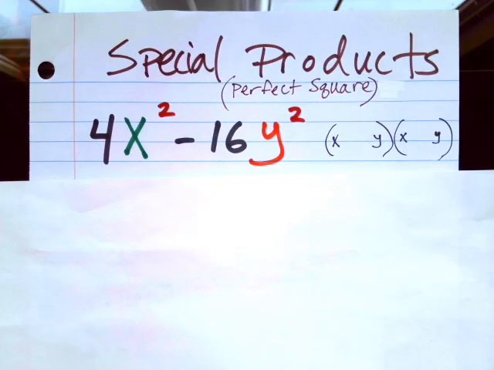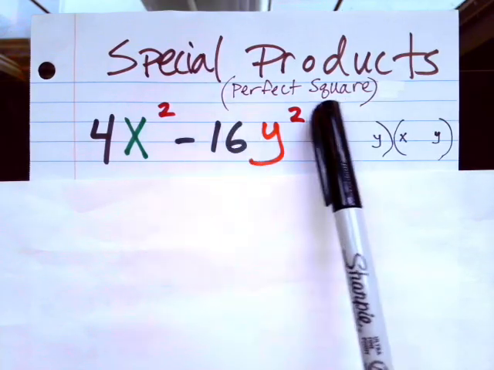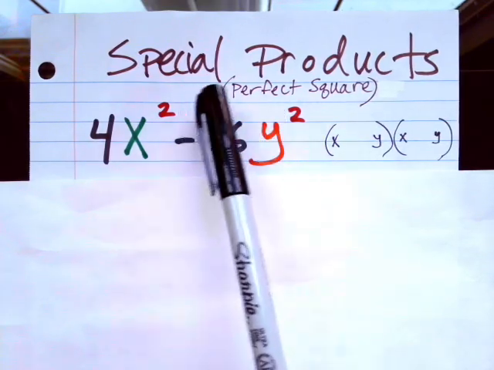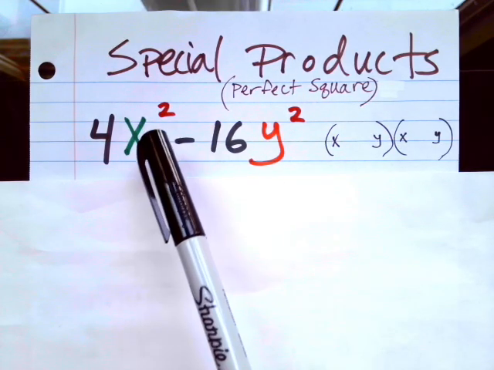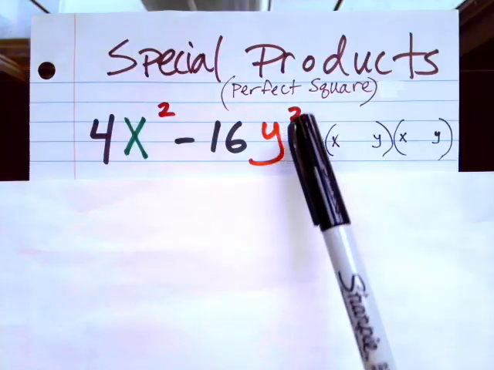This is part 14 of a series in trying to use factoring, or the different types of factoring, in order to find zeros. And so I'd like to continue on discussing how to factor using perfect squares. These are special products. All right, so here we have 4x squared minus 16y squared.